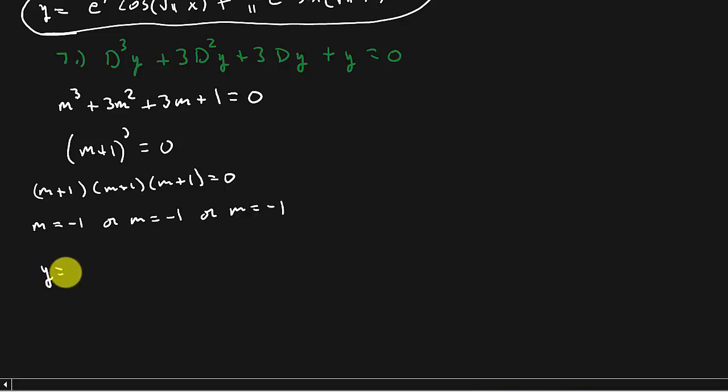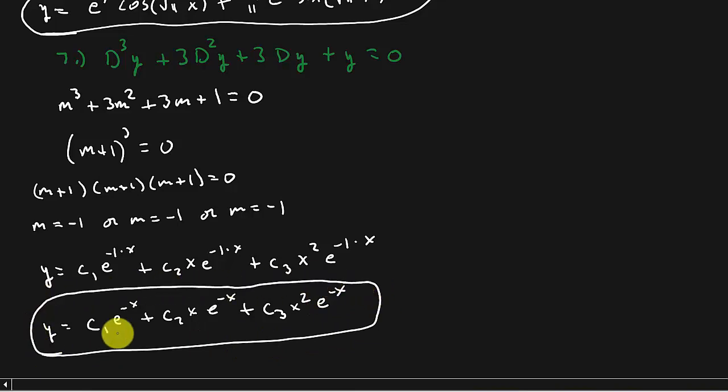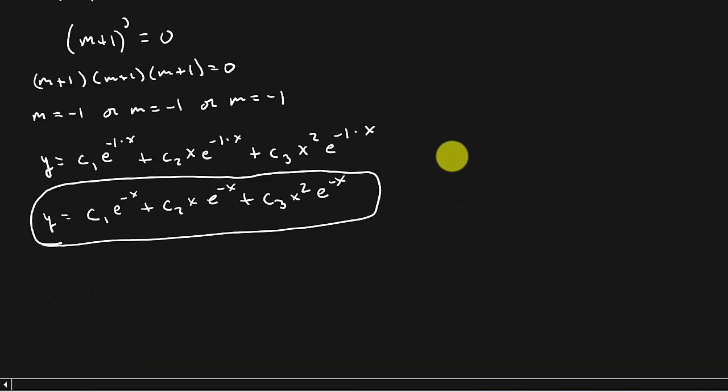So I wonder what that's going to be. Well, that's y equals c1 e to the -1 times x plus c2 x e to the -1 times x plus c3 x squared e to the -1 times x. So we get y equals c1 e to the -x plus c2 x e to the -x plus c3 x squared e to the -x. And this is our solution. All right.